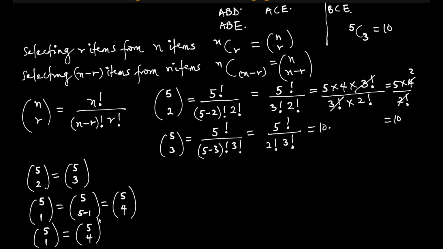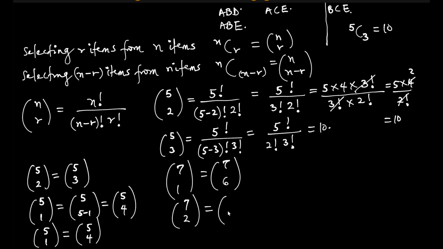Now we can try some other numbers. Okay, so if you look at 7 combination 1, it is the same as 7 combination 6. If you take 7 combination 2, it is the same as 7 combination 5. And if you take 7 combination 3, that is the same as 7 combination 4.